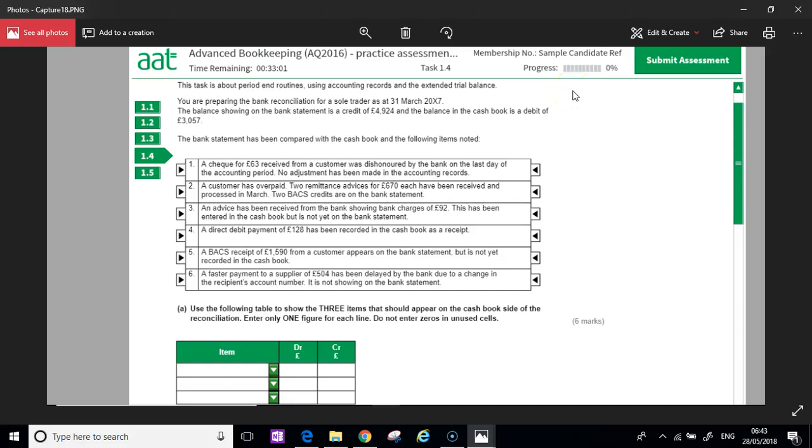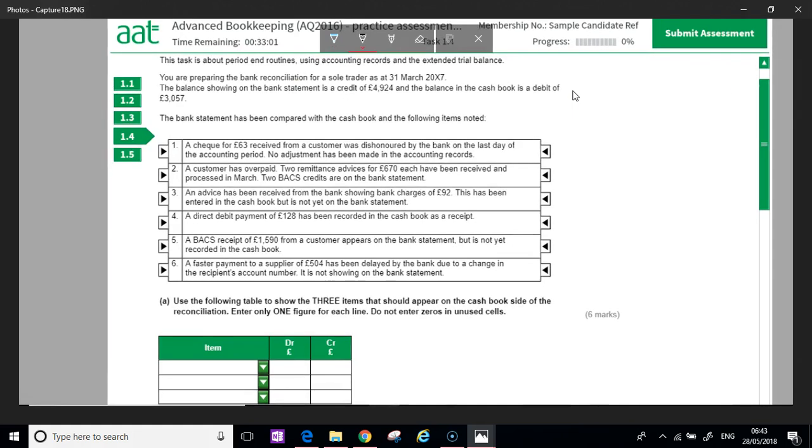Okay, right. Question 5. This is a bank rec question, and again with the bank rec, I think what you want to always do is to first of all understand clearly what's going on. The first thing that has to be done is to update the cash book.